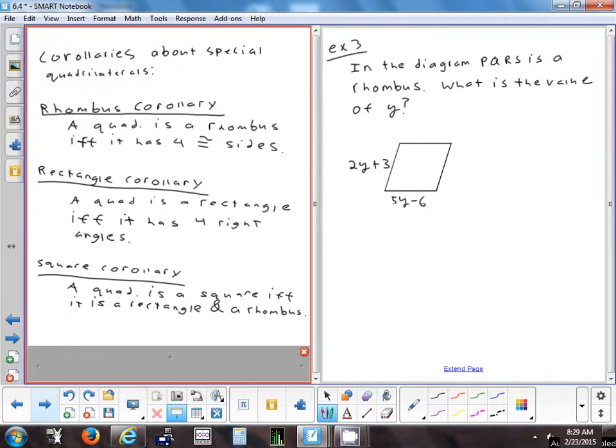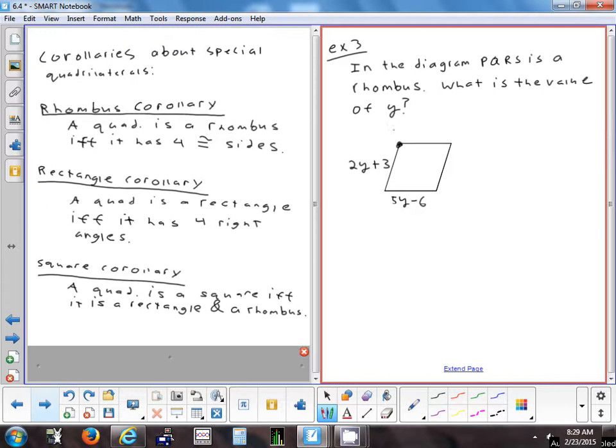Okay, so in the diagram, this is rhombus PQRS. They want to know the value of y. Okay, how would I find that? How would I figure out what y is there? Or first, before we even figure out y, somebody tell me what fact about a rhombus is going to be very helpful here.